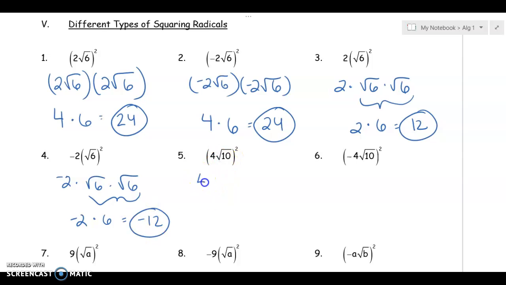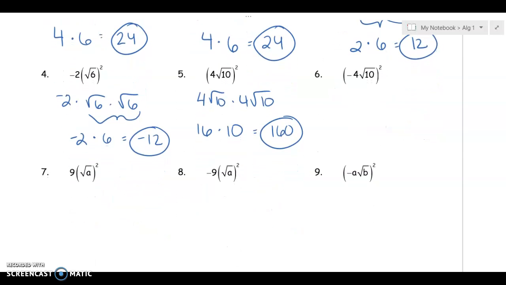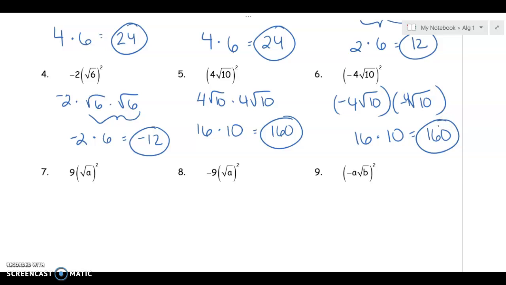This one, the whole thing's being squared, so you're going to do 4 root 10 times 4 root 10. 4 times 4 is 16. Root 10 times root 10 is just 10. And then multiply those together, you get 160. All right, so these should be nice and easy just because we don't have to do any factor trees, which is really nice. This one, you got negative 4 root 10 being squared, so negative 4 root 10 is being multiplied by itself. Negative 4 times negative 4 is positive 16. Root 10 times root 10 is positive 10. And then multiply those together, you get 160.